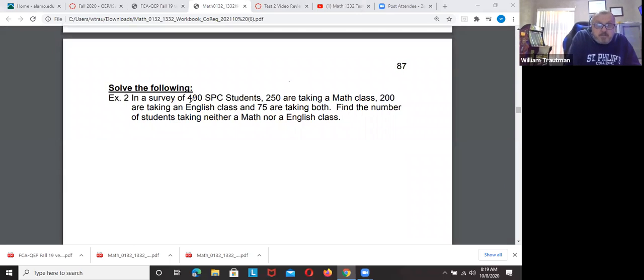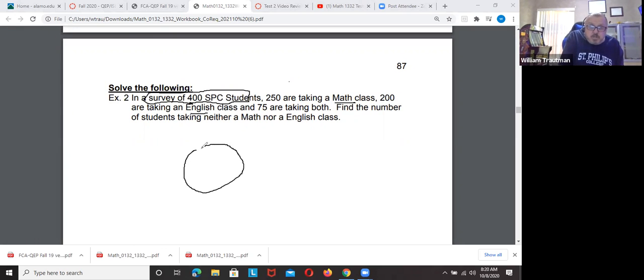We know there are 400 people surveyed, so there's 400 people total. 250 take math, 200 take English, and 75 take both. So there we have math and English, so we have to draw two circles. There's my math circle. And since it said 75 like both, I know my English circle has to have some people in math and English.